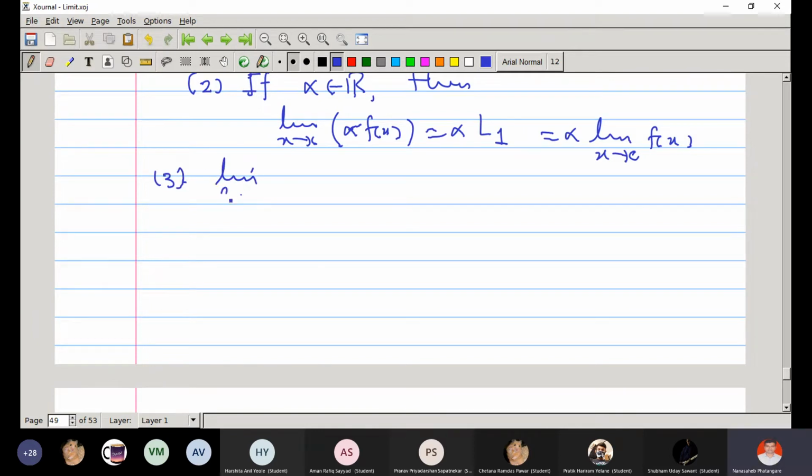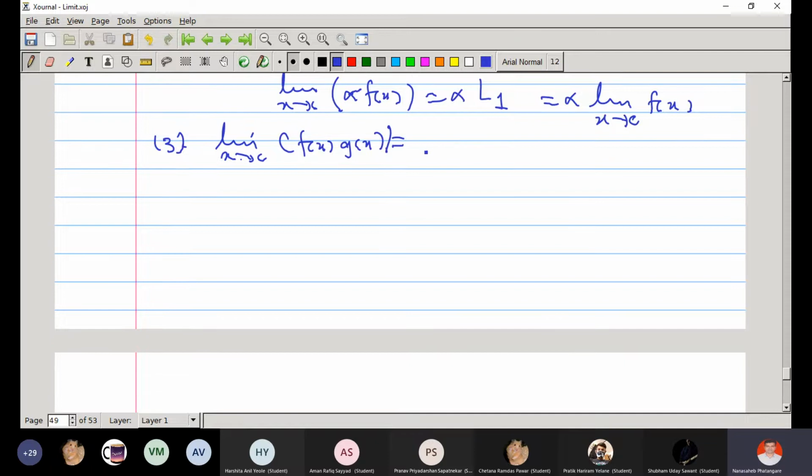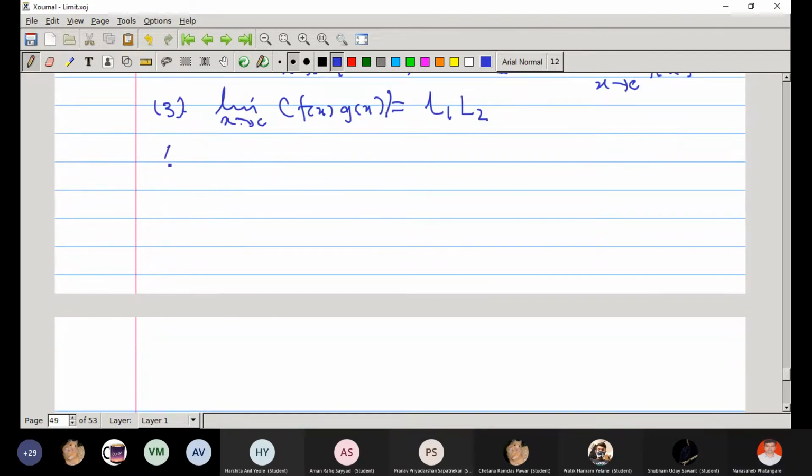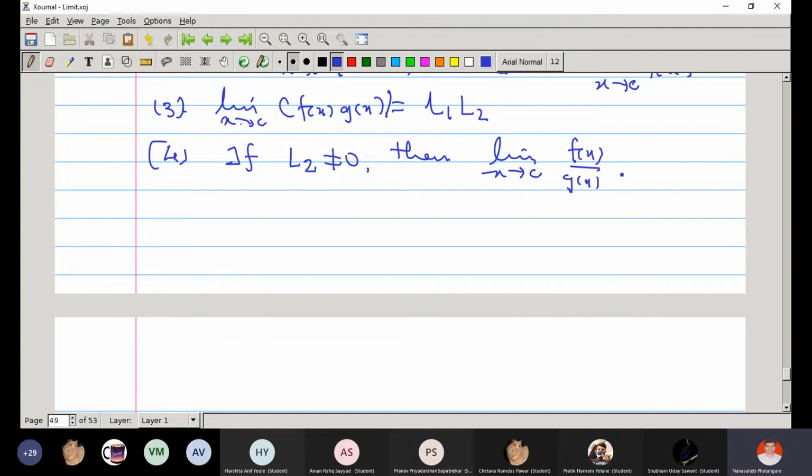So limit as x tends to c of f(x) times g(x) also exists if the limits of f and g exist and are L1 and L2. Fourth, if L2 is non-zero. What is L2? It is the limit of g(x) as x tends to c. Now, can I talk about the limit of f upon g?